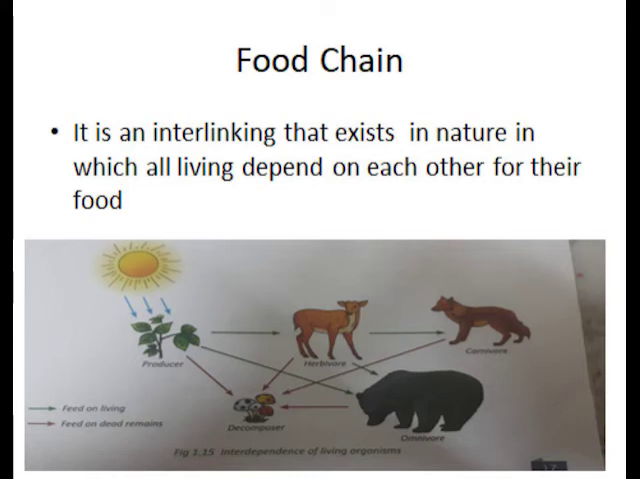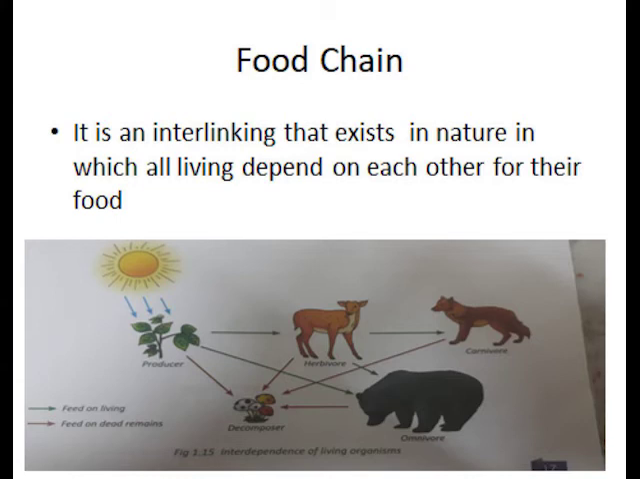Now, next one is omnivores. Similarly, omnivores take food from the producers and also from the herbivores. Omnivores take food both from the plants and animals. If these omnivores take food directly from the plants, they are called the primary consumers. But if they take their food from the herbivores, then they are called the secondary consumers.